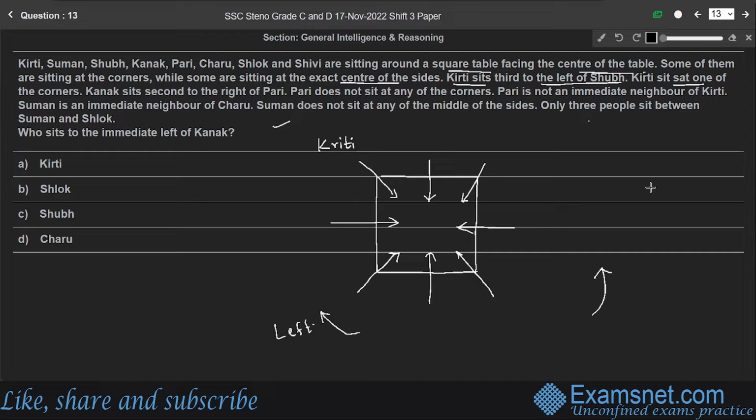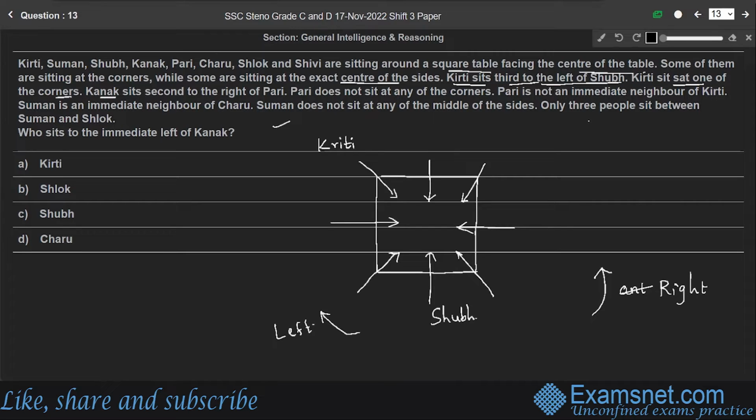If one person is sitting to the right of another person, we have to count their position in the anti-clockwise direction. To the right means anti-clockwise direction. So here Kriti sits at one of the corners and is sitting third to the left of Shubh. Therefore, Shubh's position is here, and to his left, the third position is Kriti's. Moving further, Kanak sits second to the right of Pari.